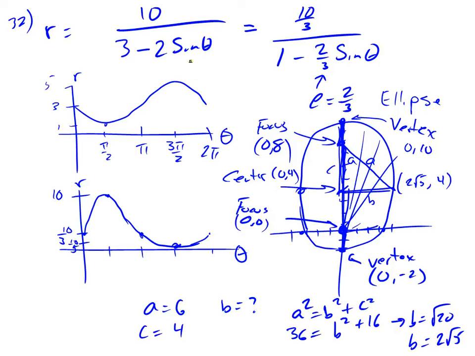Notice I never turned it into x squared over a squared plus y squared over b squared equals 1 or anything like that. I didn't need to do the conversion to turn the equation into x's and y's. I can just draw the graph from the information about polar coordinates and get all the information about that ellipse from them. So there you go, number 32.